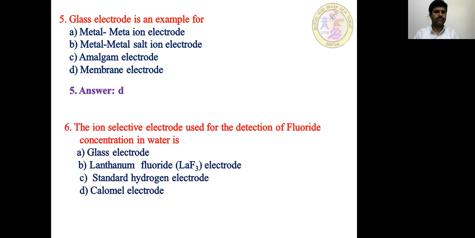Question number 6. The ion selective electrode used for detection of fluoride concentration in water is option A, glass electrode, option B, lanthanum fluoride electrode, option C, standard hydrogen electrode, option D, calomel electrode. So as we discussed, the ion selective electrode used for the detection of fluoride concentration in water is the lanthanum fluoride electrode. The right answer is option B.